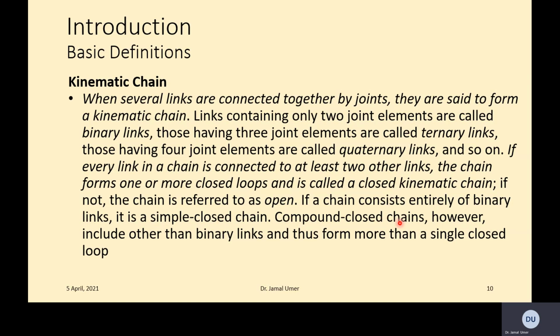So a compound closed chain, however, includes links other than binary links and thus forms more than a single closed loop. Yeah. So there might be some, and in fact there are some examples where you will have more than one closed loop. So it's a combination of both. So it really depends on the complexity of the machine which you are analyzing.